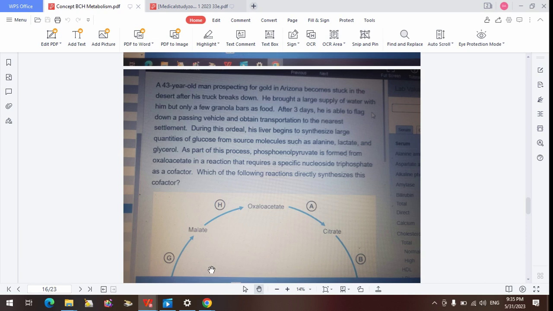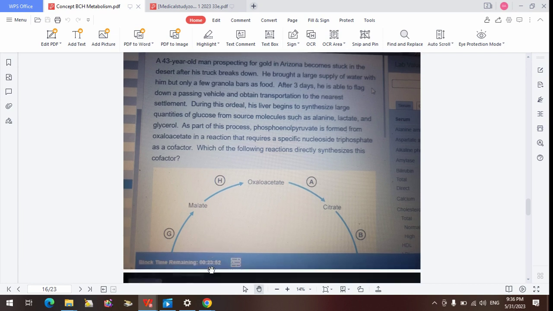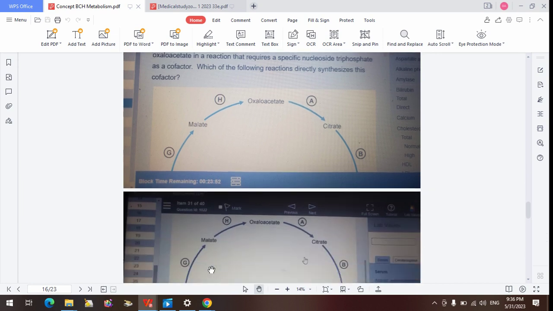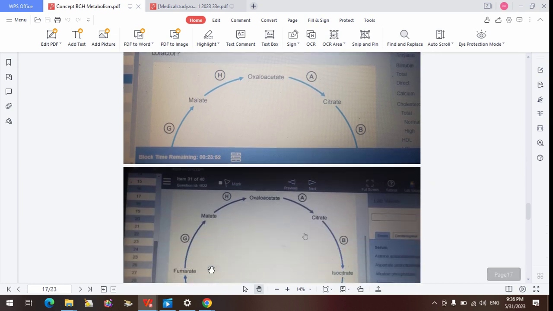A 43-year-old man prospecting for gold in Arizona becomes stuck in the desert after his truck breaks down. He brought a large supply of water with him, but only a few granola bars as food. After 3 days, he is able to flag down a passing vehicle and obtain transportation to the nearest settlement. During this ordeal, his liver begins to synthesize large quantities of glucose from source molecules such as alanine, lactate, and glycerol. As part of this process, phosphoenolpyruvate is formed from oxaloacetate in a reaction that requires a specific nucleoside triphosphate as a cofactor. Which of the following reactions directly synthesizes this cofactor?